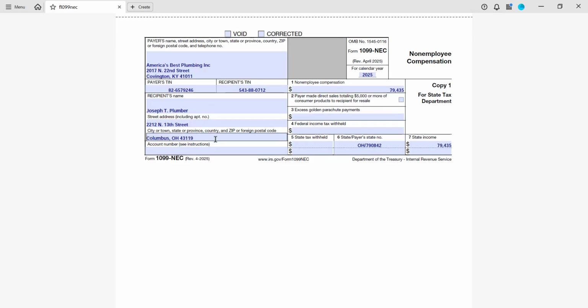If you, as a contractor, haven't received your 1099 for somebody you worked with, you may need to reach out to them because the information on your W-9 may not be correct.